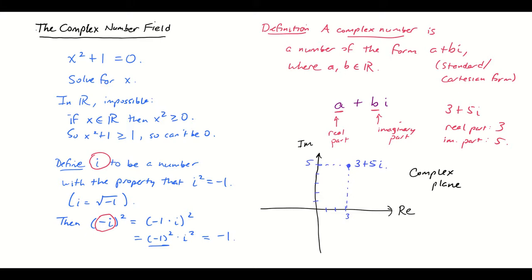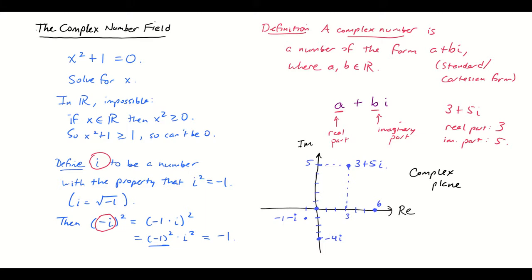Another example, -1 minus i would be down here. 0, of course, would be right here at the center. 0 on the real axis, 0 on the imaginary axis. A pure imaginary number like -4i would be on the imaginary axis. And of course, we can also locate all of our real numbers in the complex plane. For example, the real number 6 would be out here, 6 or 6 plus 0i. So we can locate every complex number in standard form in the complex plane.